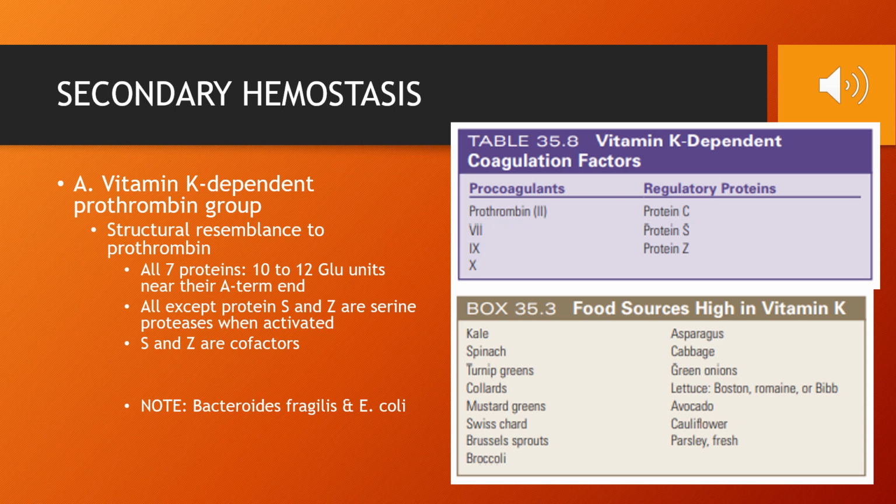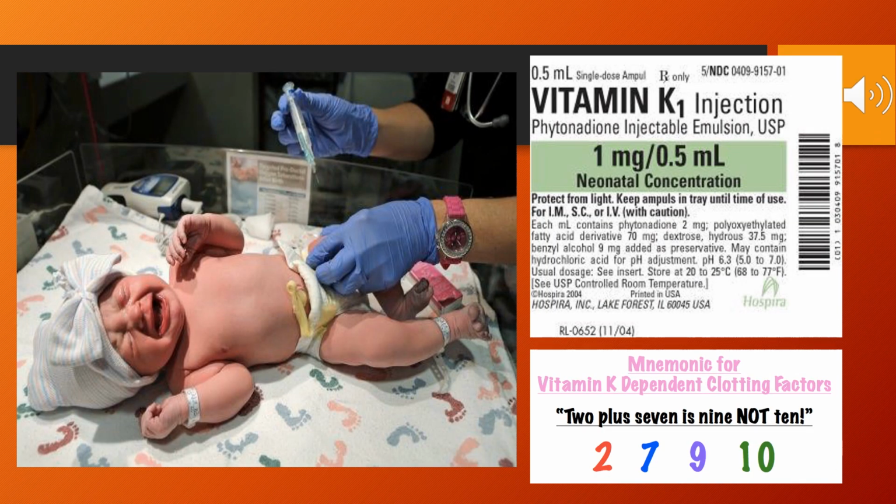Vitamin K is a quinone found in green leafy vegetables. This is just a box showing the food sources high in vitamin K. It's also important to note that vitamin K is produced by the intestinal organisms Bacteroides fragilis and Escherichia coli. Since some factors are dependent on vitamin K to be functionally active, vitamin K injections are given to newborns, since at birth they still have low levels of this important vitamin, to provide protection against bleeding and serious diseases like hemorrhagic disease of the newborn.